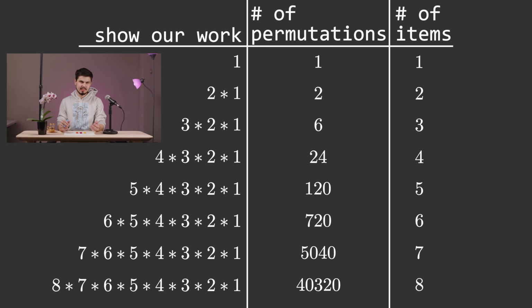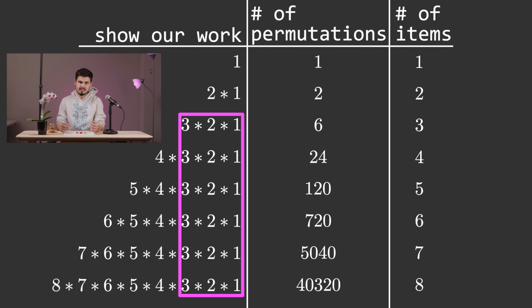If we look at the table as a whole, we may notice that there's a lot of repeated work. For example, in each permutation, 3 through 8, we multiply 3 times 2 times 1. If we already know 3 times 2 times 1 is 6, we can just multiply 6 times 4 to get the number of permutations for a set of 4 items.